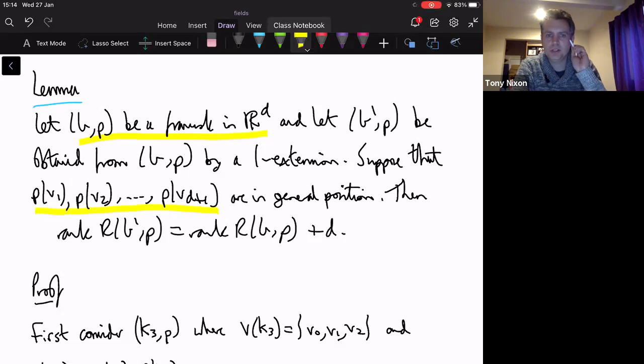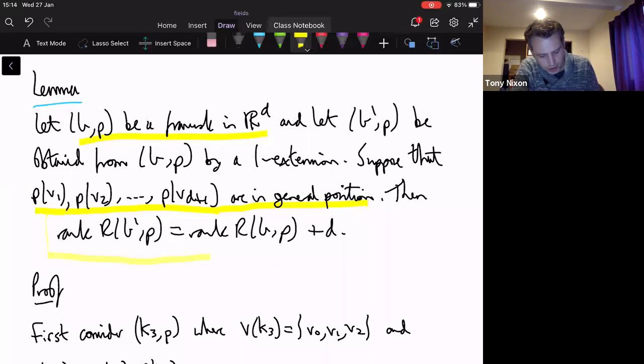So we know PV0 is collinear with PV1 and PV2, so it's not in general position. But the d plus 1 neighbors of V0 are all nicely spread around. There are no collinearities there. And really this assumption is because we're going to use the previous lemma. We're going to use the fact that 0 extension works in our proof. And then the conclusion is the same as before.